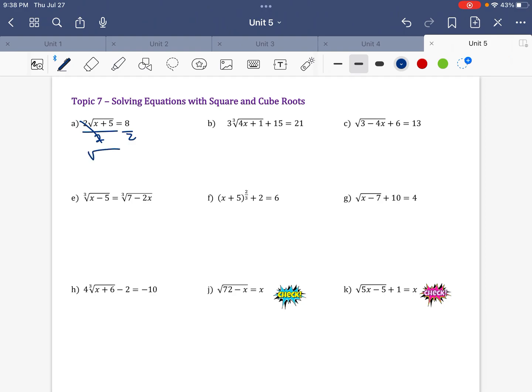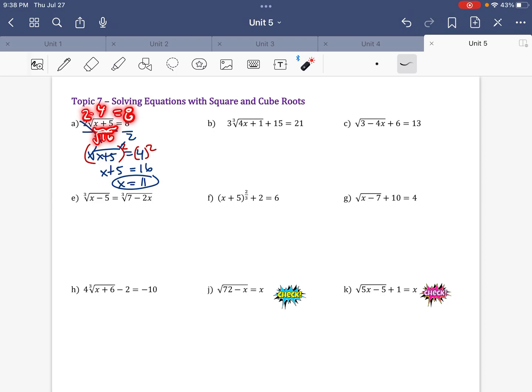All right, so I need to divide both sides by 2. That way I have the square root of x plus 5 equals 4. Now, to get rid of a square root, I am going to square both sides. That is the reverse action of a square root. So this knocks out, x plus 5 pops out, and I get 16. Take away 5, and I get 11. And to do a quick check, if you put 11 in here, 11 plus 5 turns into 16. The square root of 16 is 4, and 4 times 2 is 8. And so it works out.